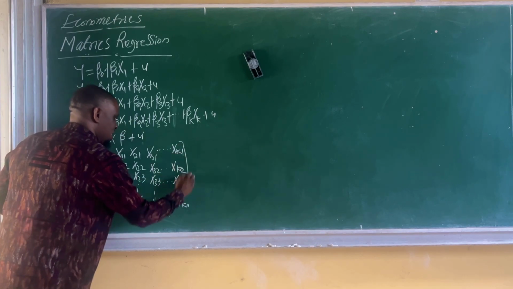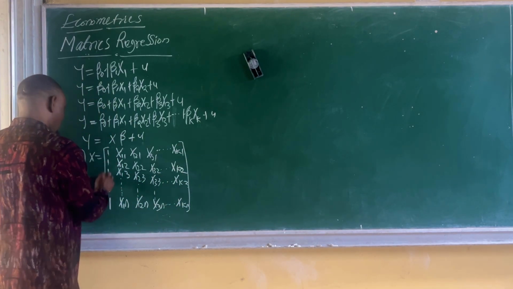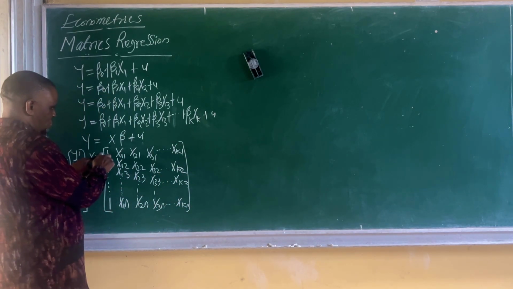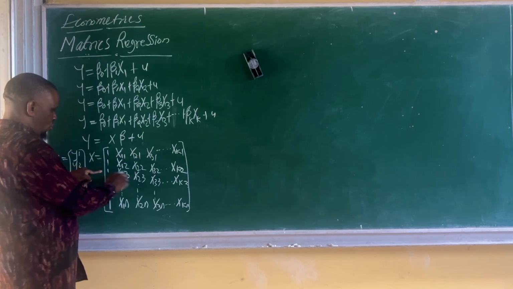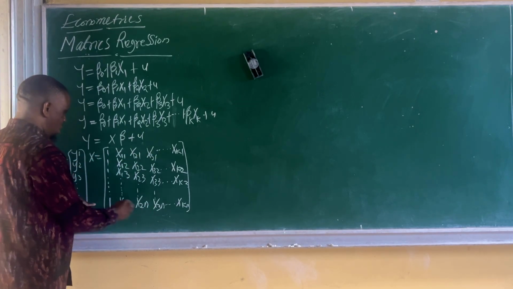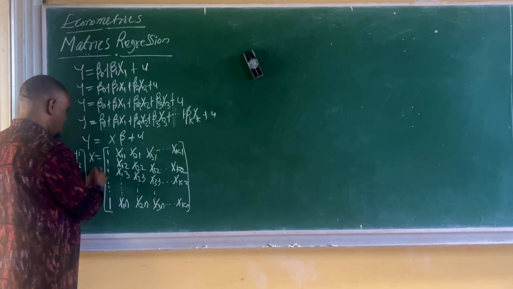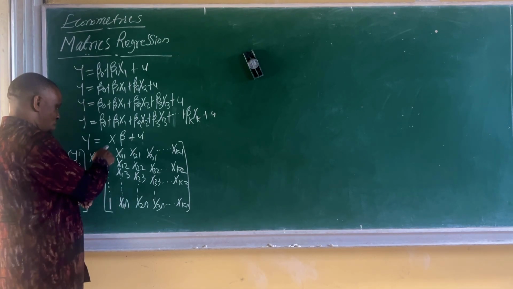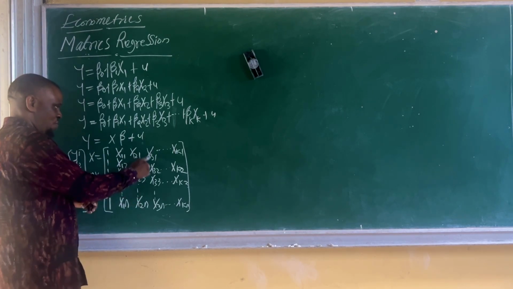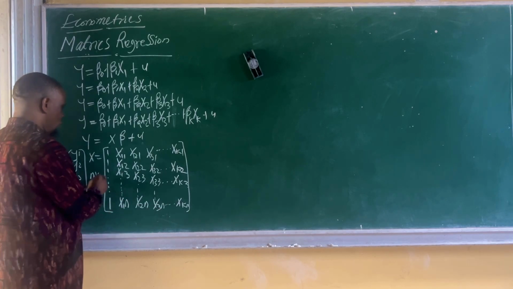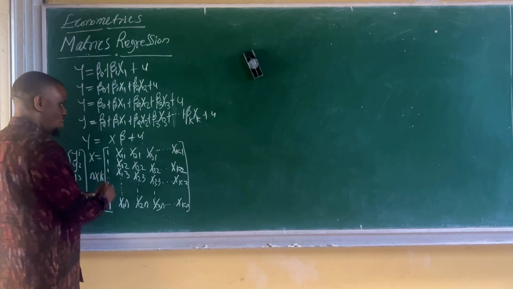If we want to look at the dimension of this matrix, by the rule, the rows are 1, 2, 3, and it continues up to n. So this is going to be n by how many columns do we have? 1, 2, 3, 4, and it continues up to k. So it's n by k.